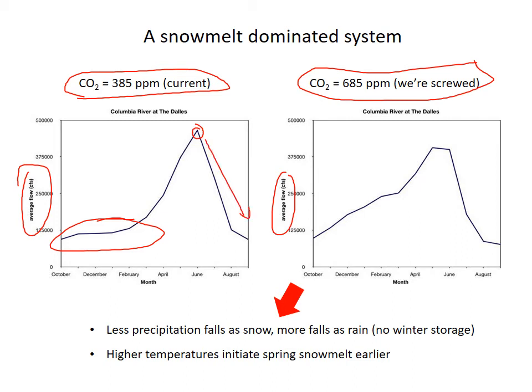Under climate change, you see a lot more stream flow here because less precipitation is falling as snow. More precipitation falls as rain, and just throughout the year, because you have warmer temperatures, it immediately runs into the rivers. And then you have a lower peak here in the summertime.